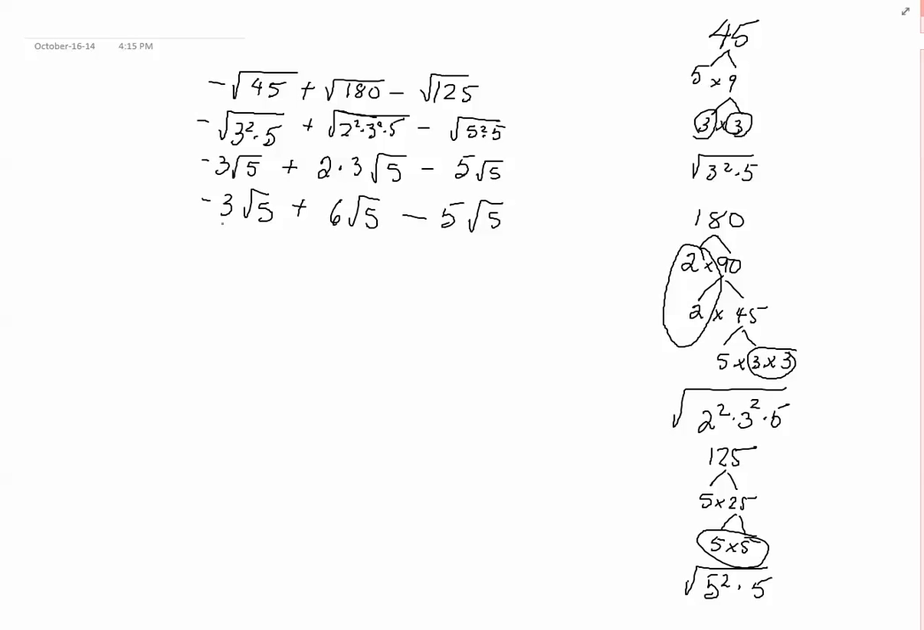Now we have like radicals. So when we have like radicals, we add or subtract the coefficients. We have negative 3 plus 6, and that gives us plus 3. Plus 3 minus 5 gives us negative 2. So we have negative 2 root 5 in simplest form. And that is how you would approach this question.